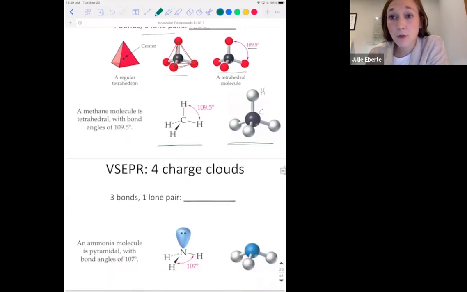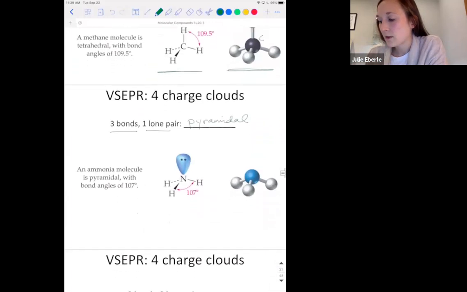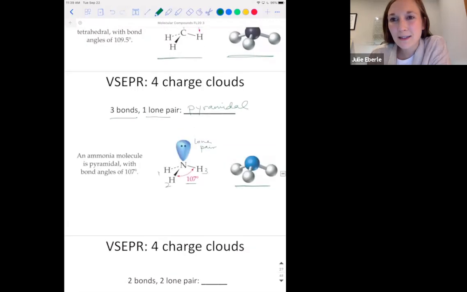Another way we can have, remember there's 3 ways to get 4 charge clouds. Here are 3 bonded atoms, 1 lone pair. We call this pyramidal. The example molecule is always NH3 because you have these 3 bonded hydrogens, 1, 2, 3, and you have your lone pair. Okay, now what's the degree of space between these 3 bonded atoms? It's 107.